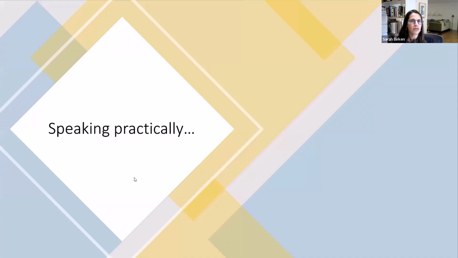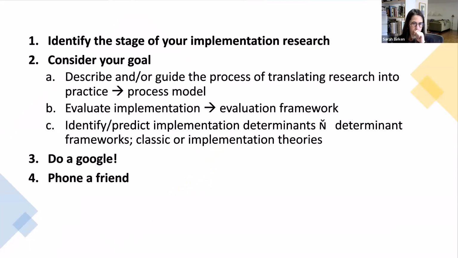Okay, but if you don't need to get that technical, I think it's useful to do all of these things. But you really want to think about, what are you trying to do? What research question are you trying to answer? That will tell you whether you need a process model, an evaluation framework, a determinants framework, or a theory. But just talk to people about it. Look at extant research that has been done on your topic to think about how they framed this work.